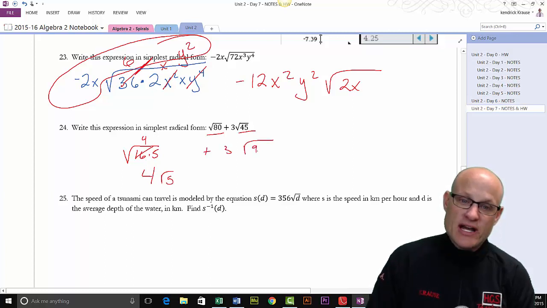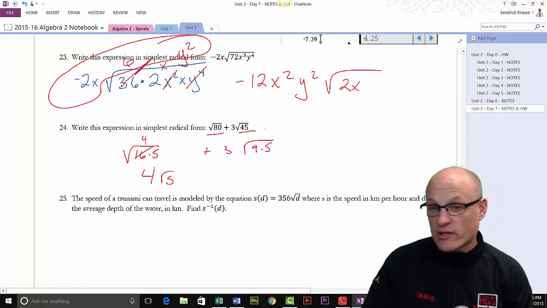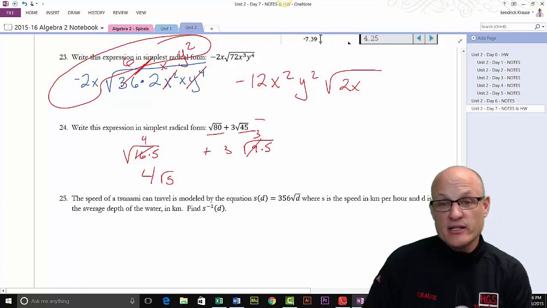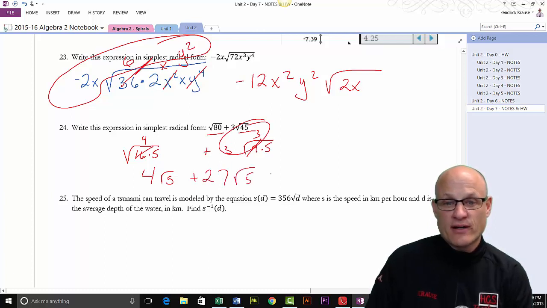This is the square root of 9 times 5. What is the square root of 9? It's 3. So this becomes plus 27 square roots of 5. And lo and behold, I get 31 square roots of 5.